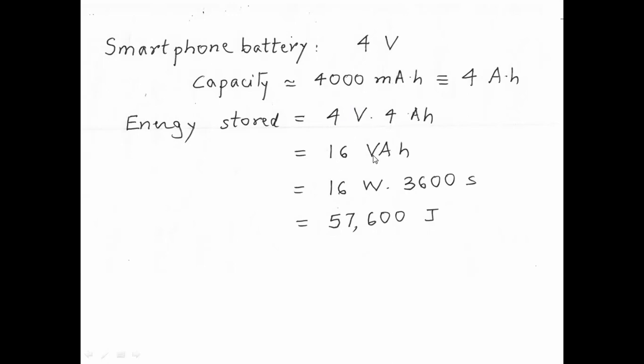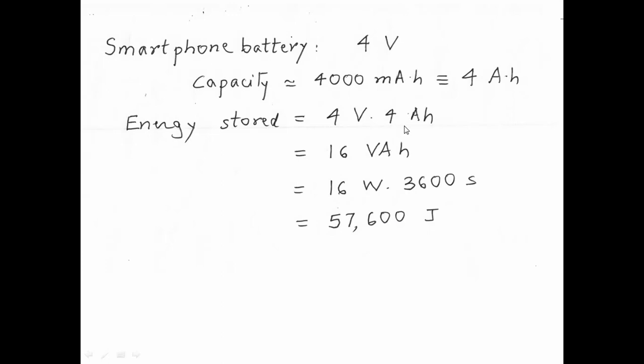which is 16 volt ampere hours. Volt ampere is watt, and 1 hour is 3600 seconds. So the battery stores 57,600 joules, which is of course a very large number. What this is telling us is that the joule is actually a small unit of energy.